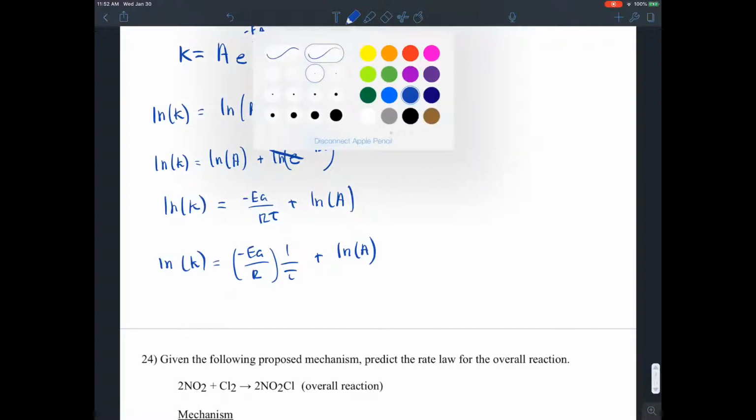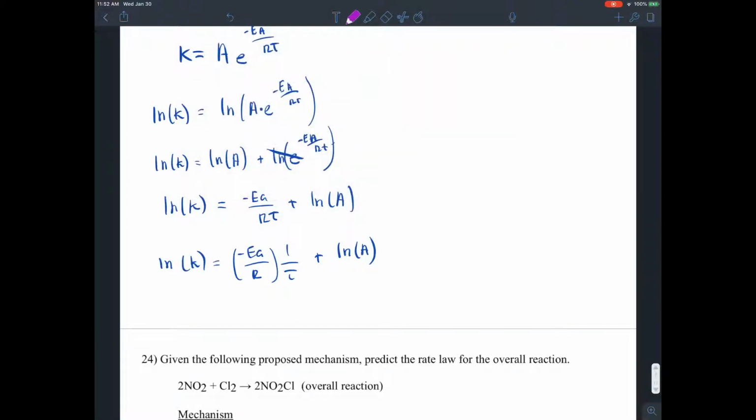Which part of this equation is analogous to y = mx + b? Let's take a look. The natural log of K is going to be the y. My slope is going to be this negative EA over R. And x is going to be 1 over temperature, and my y-intercept, b, is going to be the natural log of A. Great, so we have all of the components that we need to solve this problem.